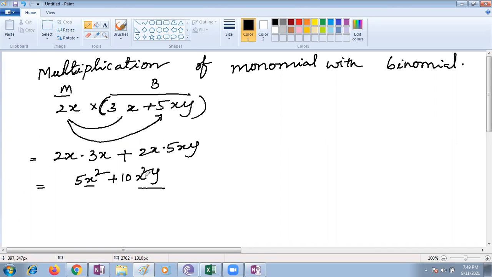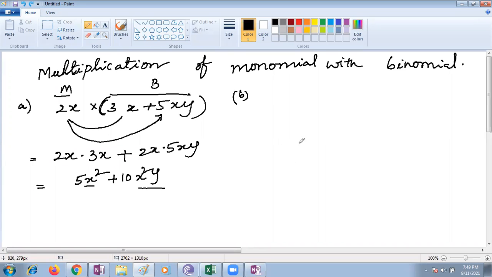Ma'am, like we won't simplify? No need to simplify. This is only the simplest form. You just write it. Next one. Come on, children, please give this answer. 3x plus 5xy. Sorry, just now we wrote the same thing. Just a minute, children, I will take another part.